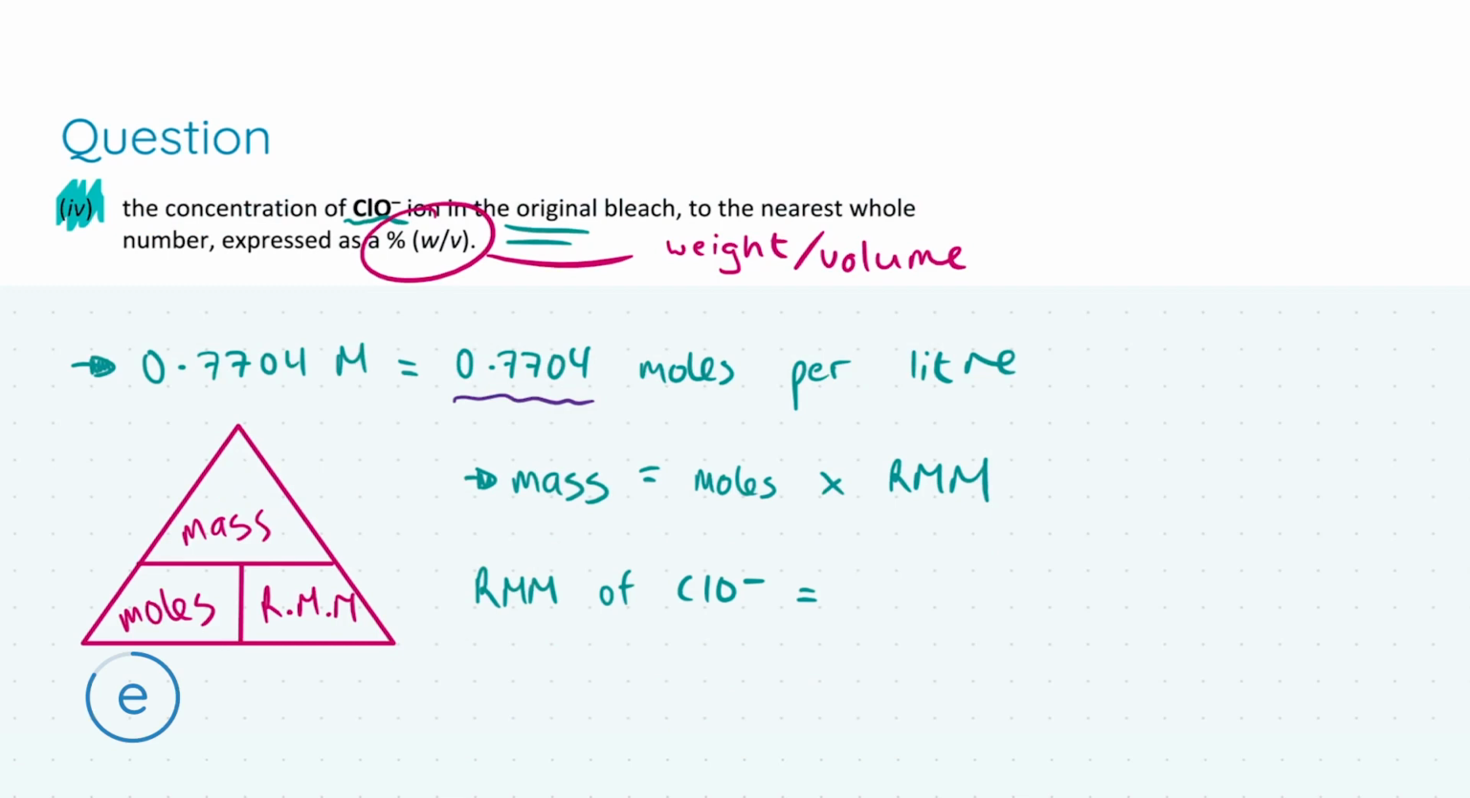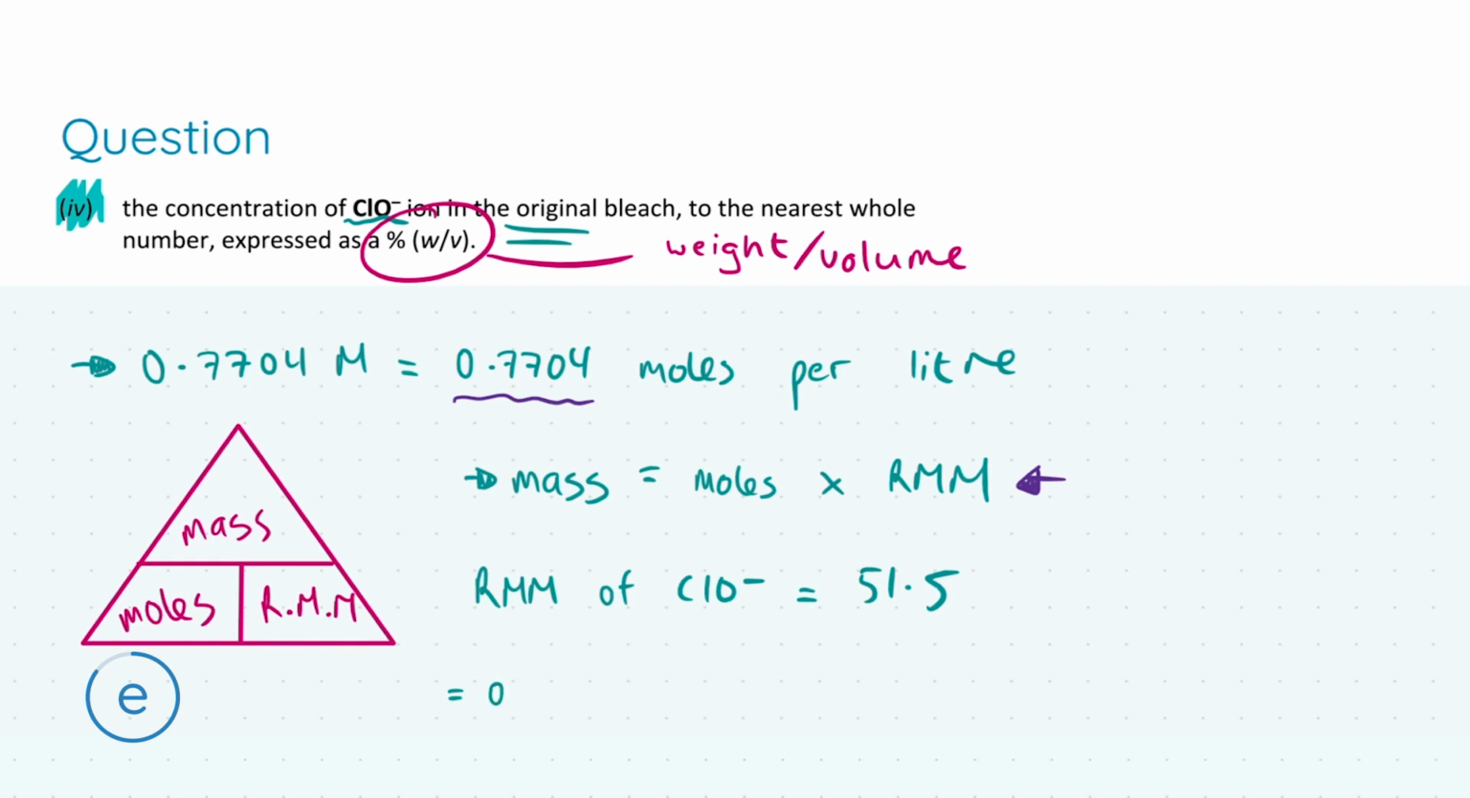Going back to the question at hand here, because we have already found our relative molecular mass of ClO minus, and we know that to be 51.5, we have all of the components that we need in order to finish out this question. So as I was saying up in this line over here, in order to find our mass, we need to multiply the number of moles and the relative molecular mass. So I'm just going to do that down the bottom here.